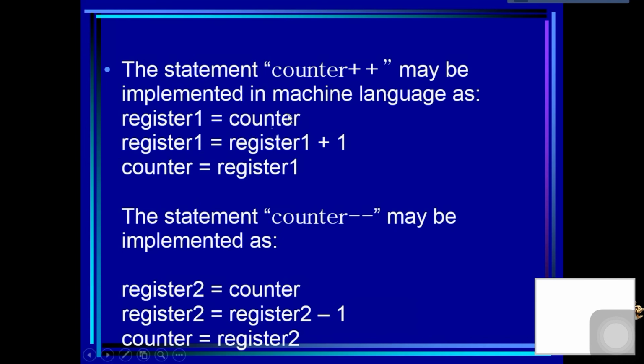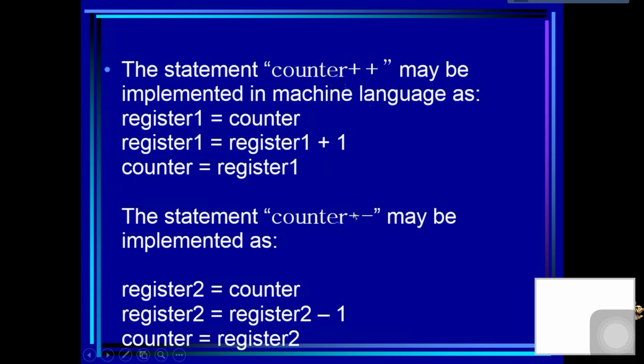So first, we have to load the variable into the register, then the register is incremented by 1, and then we store the content of the register to the variable counter in main memory. So we use at least 3 machine instructions to implement this high-level language statement.